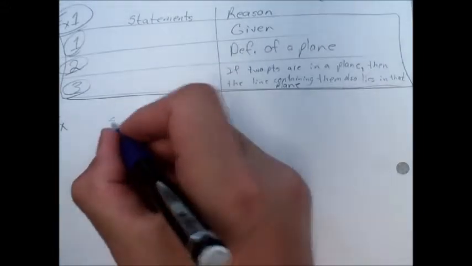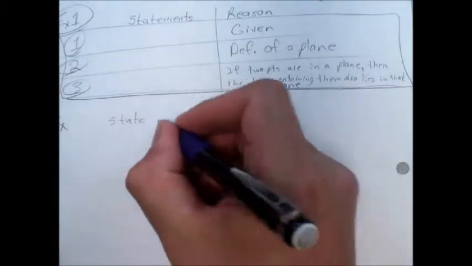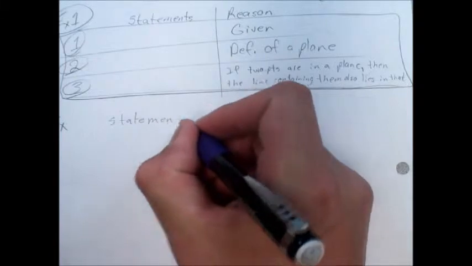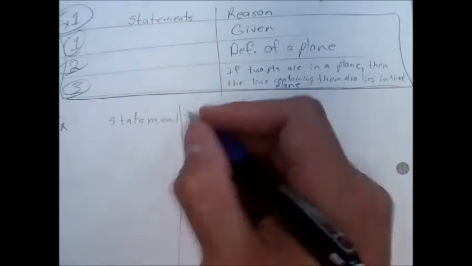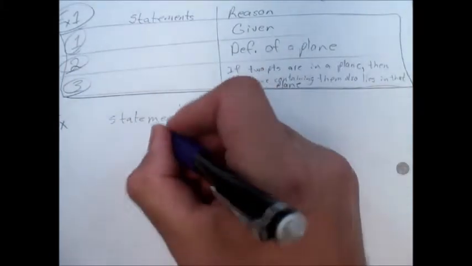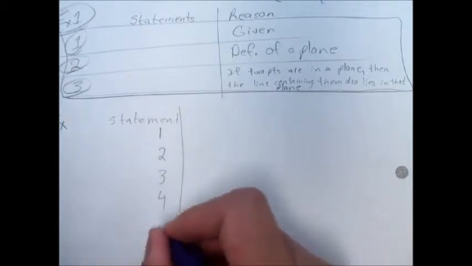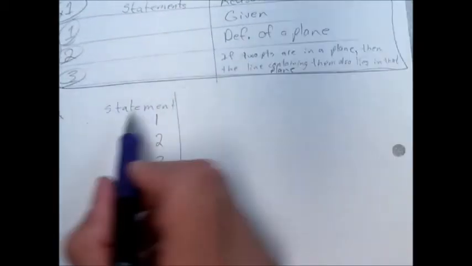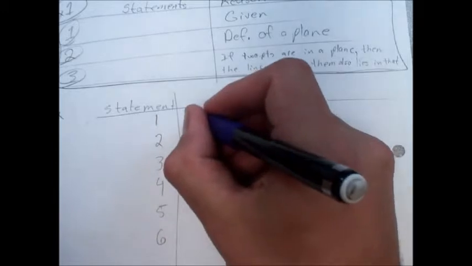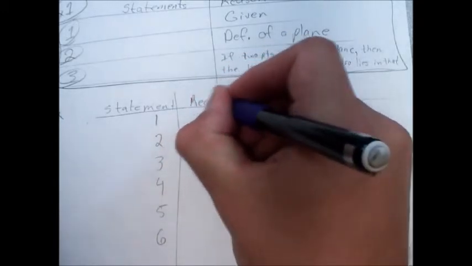The statements are given to us, so I'm not going to write the statements column. I'm just going to leave a little blank for it and write 1, 2, 3, 4, 5, 6. As I said before, the very first thing that you will normally see in your reasons column is a given.